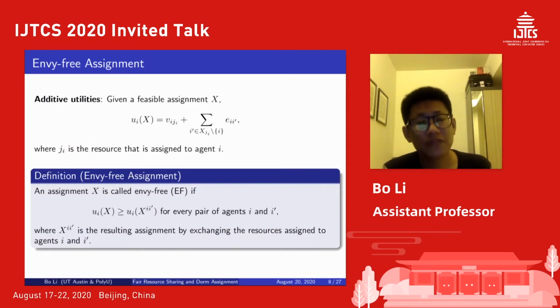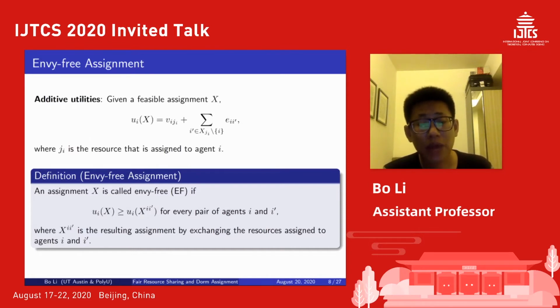Now we have the utility functions and we are able to define envy-free assignment. Recall that envy-freeness essentially requires that no agent wants to exchange with every other agent. So here, an assignment X is called envy-free if agent i has utility for the current allocation X that is not smaller than her utility if agent i exchanges with agent i prime. So both the resources and the roommates, or the other agent, should be exchanged.